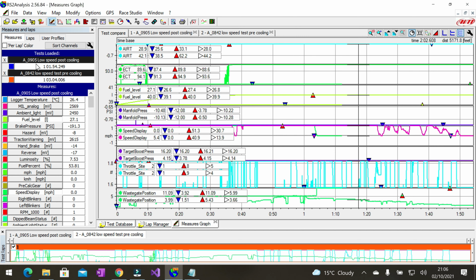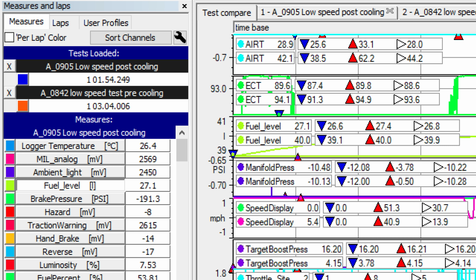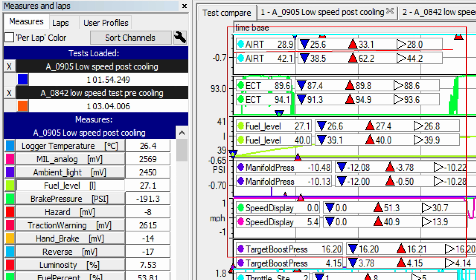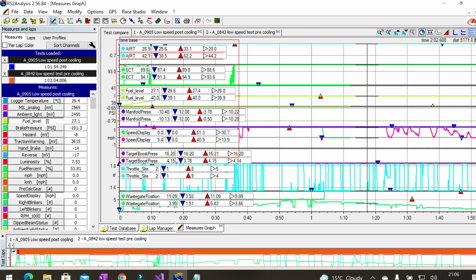On the left-hand side here, this is important. When it says tests loaded, what it means is that I've picked the two different tests and they're in sequential order. So whatever you see here on the right-hand side, all of this here corresponds to the order of the tests here. In other words, this one here, 0905, low speed post cooling. These values at the top row correspond to the post cooling. This one corresponds to the pre-cooling, right? So you've got to remember which way around they are because sometimes you can be looking at data in the wrong way actually.